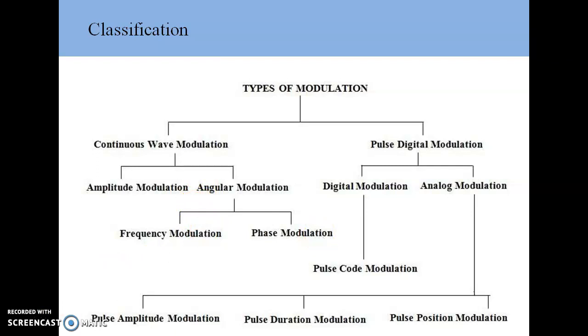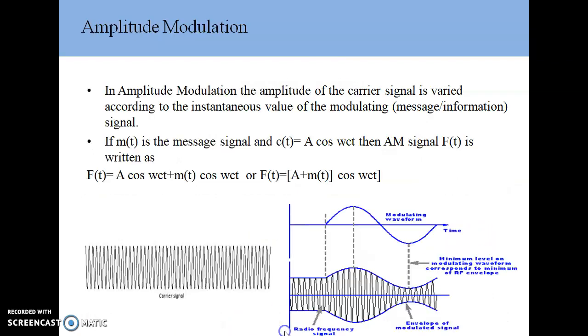So depending on what type of information signal we have, whether it is a continuous wave signal or a pulse signal, right? If your information signal is in the form of pulses, then we have different types of modulation. One is digital modulation, which includes pulse code modulation, and in analog modulation, we have pulse amplitude modulation, pulse duration modulation, and pulse width modulation.